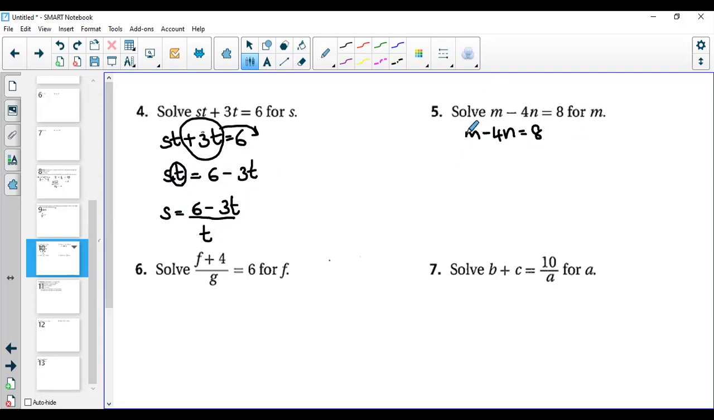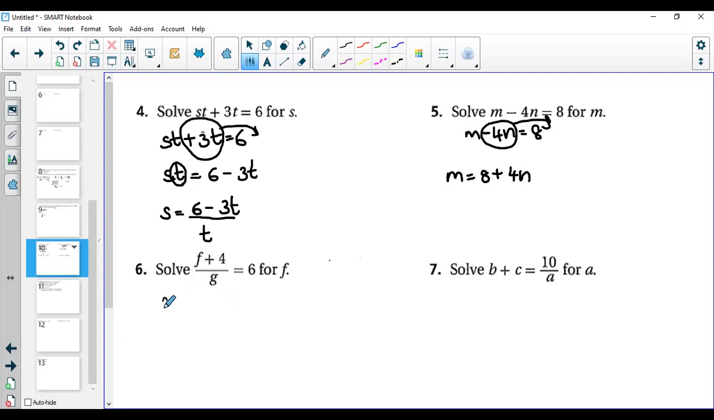So it's easy. m is alone, so we have no problem. All that we have to do is move this to the other side. It's minus 4n, so what happens when it goes to the other side? It becomes plus 4n. So m equals 8 plus 4n.